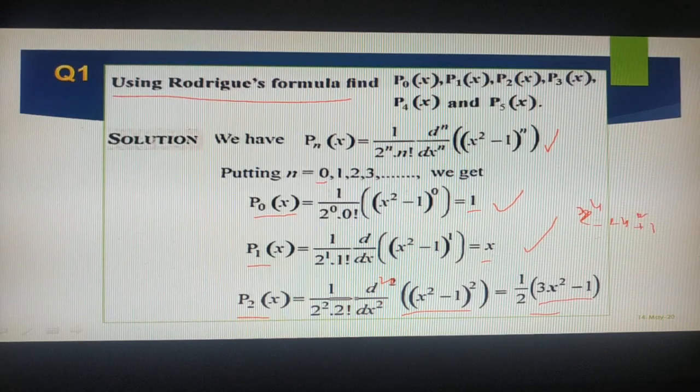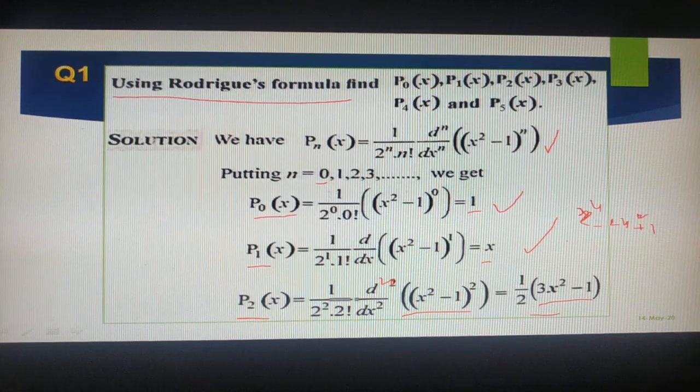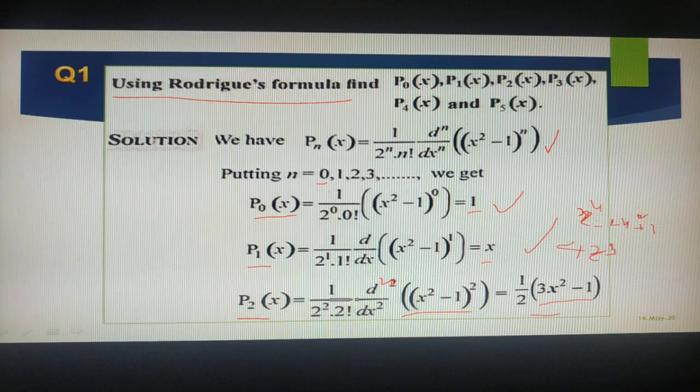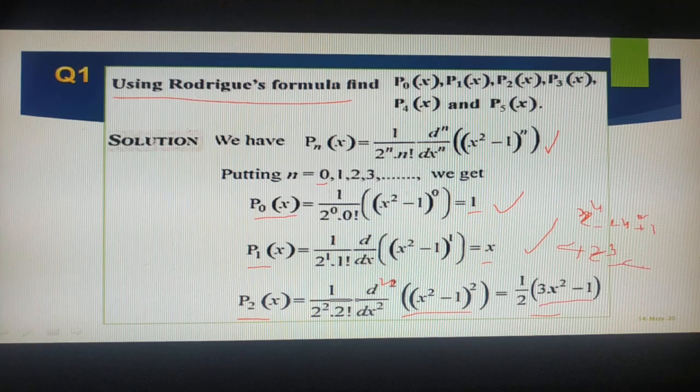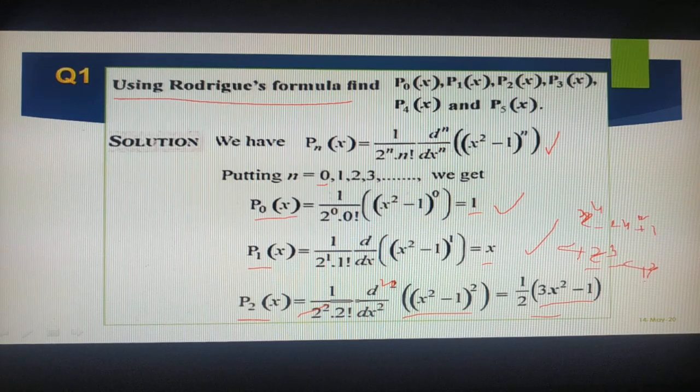First time is 4x cube minus 4x, and then 4 comes outside, otherwise you can keep it as it is, no problem. So the next time we will get this is 4x cube minus 4x. Okay, right. So if you take that 4 outside, that 4 and this 4 get cancelled. Now the remaining here is x cube minus x, isn't it?